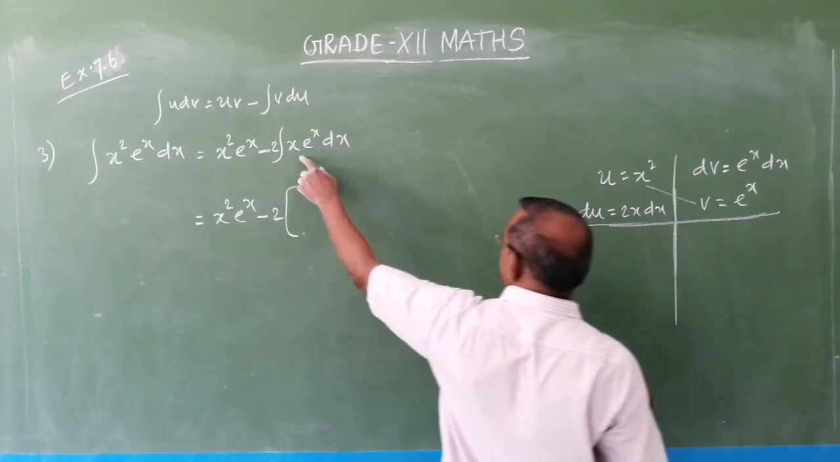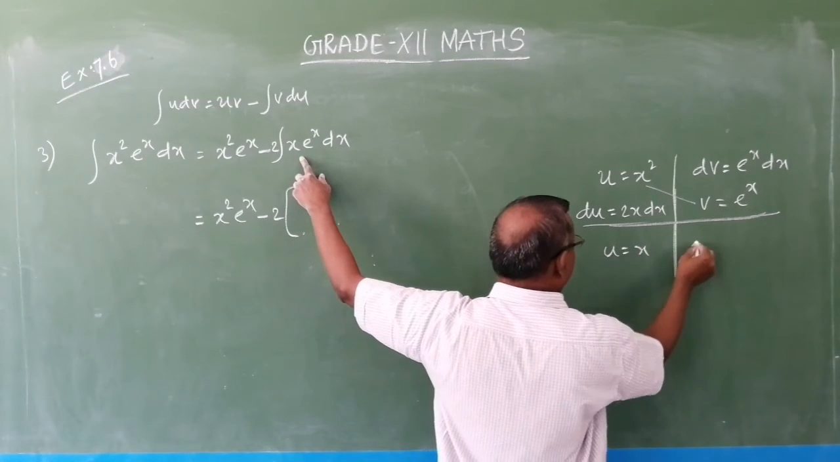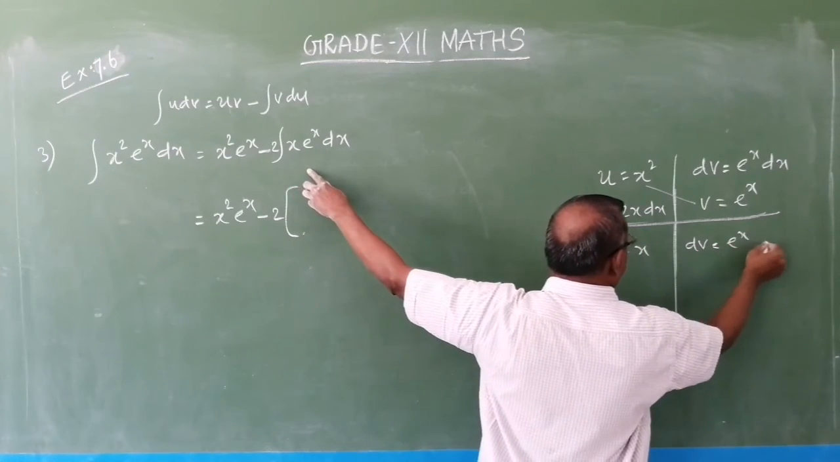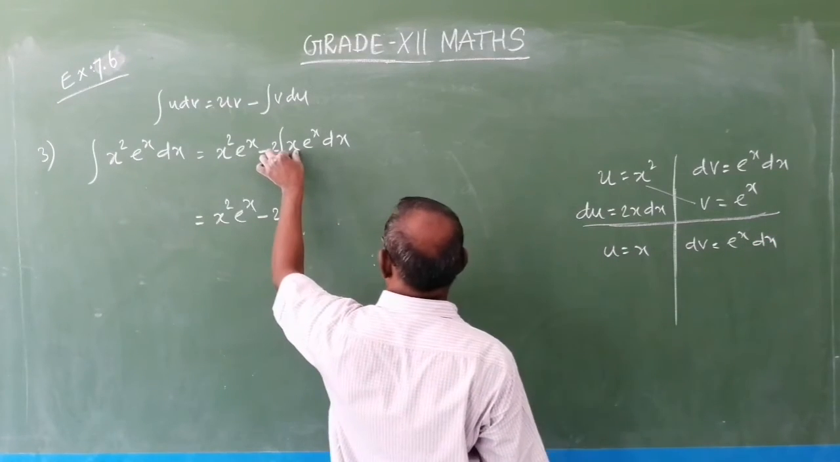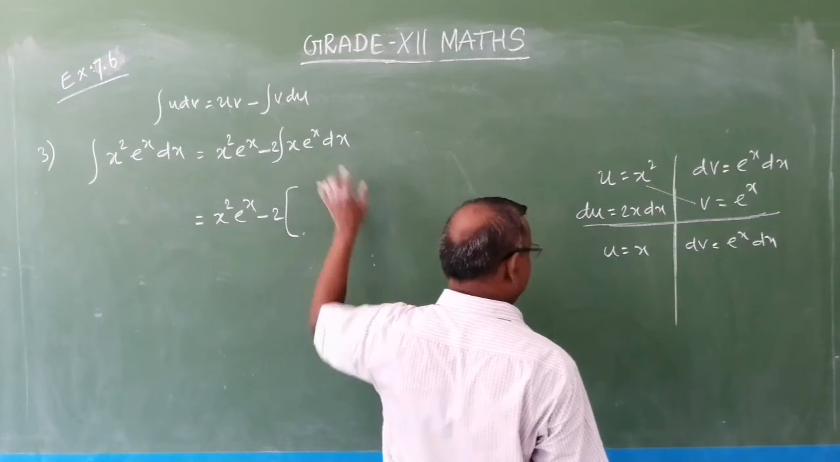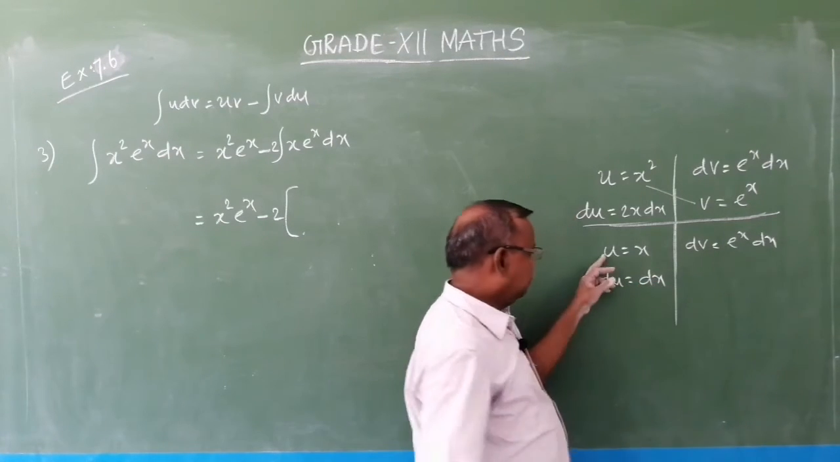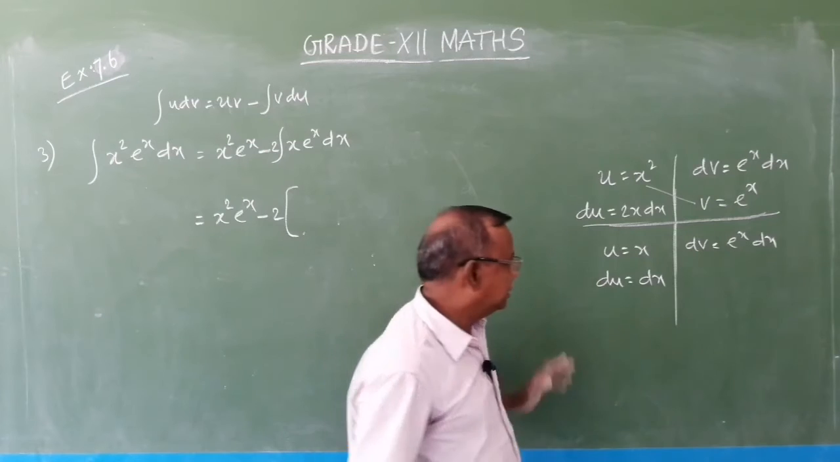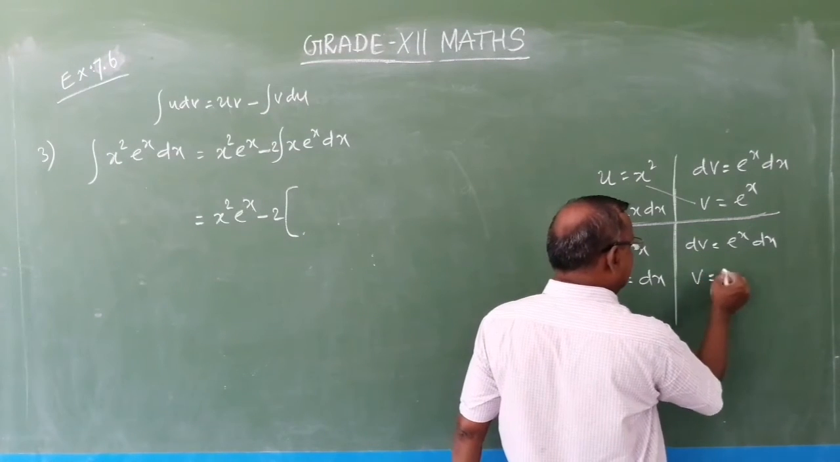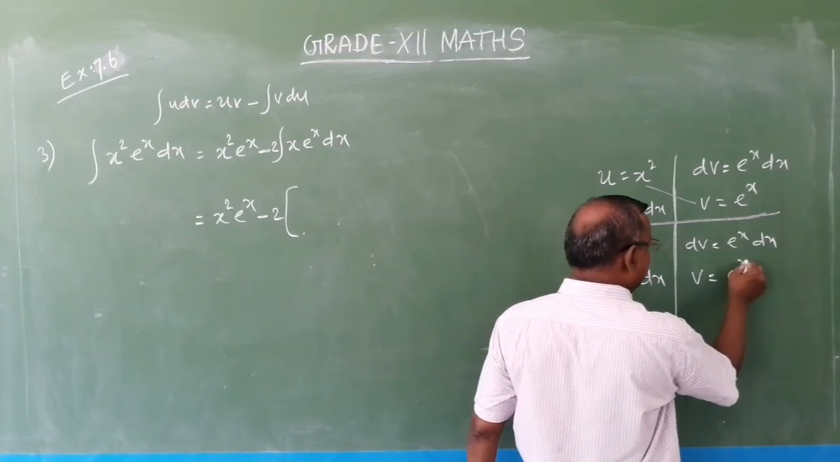again we need to integrate by parts, that is u equal to x and dv equal to e power x into dx. So take x as u and e power x into dx equal to dv. So du by dx equal to 1, or du equal to dx. Now, integrating dv we have e power x, it becomes e power x only.